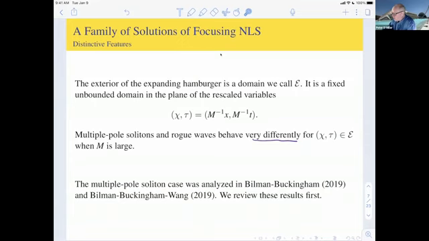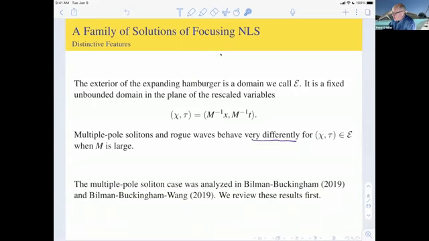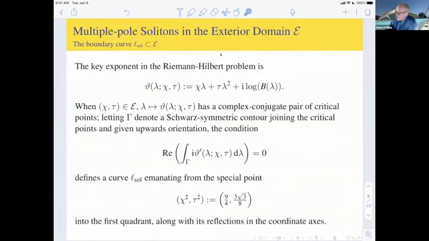So what's going on for the multiple pole solitons in the exterior domain? The first thing I have to do is describe a certain curve in that exterior domain. It's called L sol, and it's related to that exponent that Deniz mentioned in the last talk. This is the fundamental exponent in the Riemann-Hilbert problem. When m is large, we have chi lambda plus tau lambda squared plus i log of b of lambda. This b was that Blaschke factor. This is a function which has its branch cut between i and minus i on that segment, and the logarithm goes to 0 at infinity.